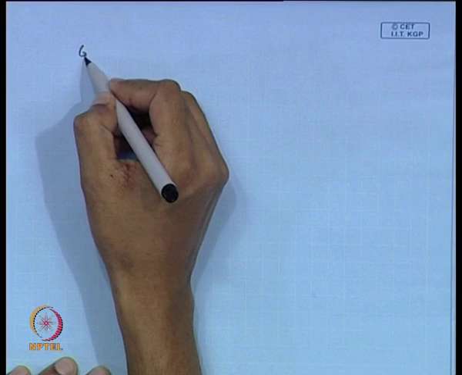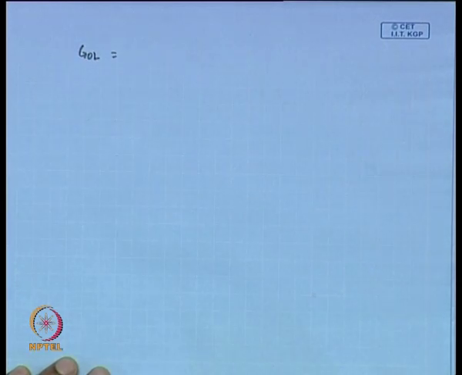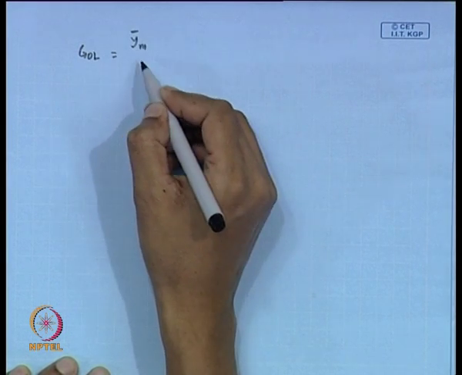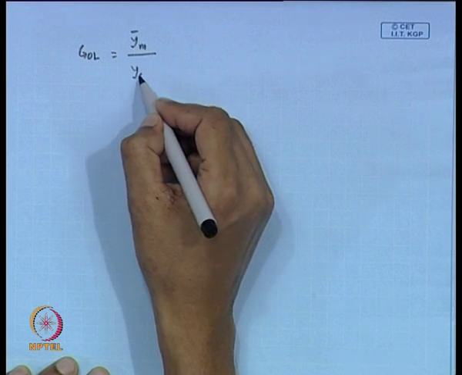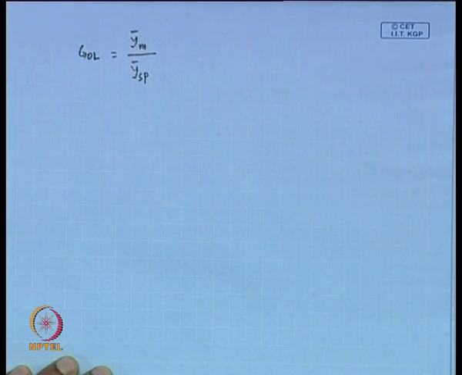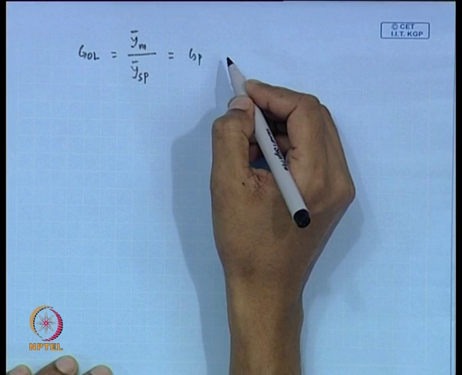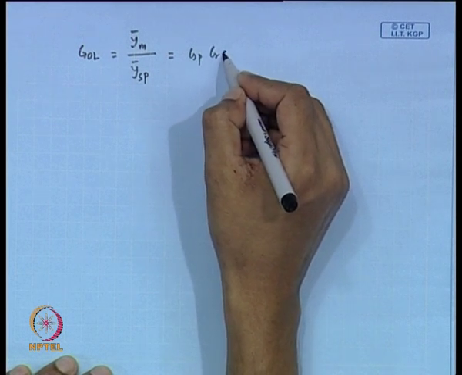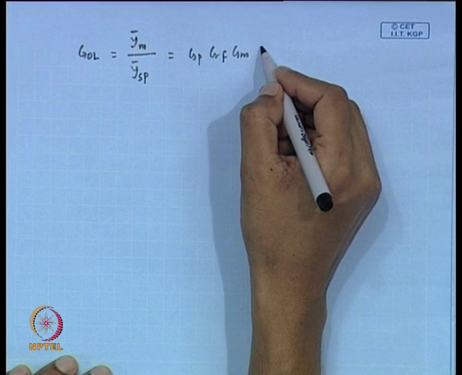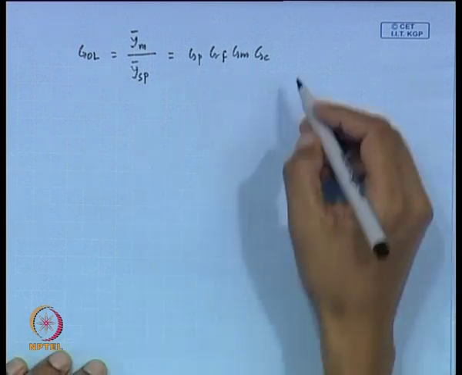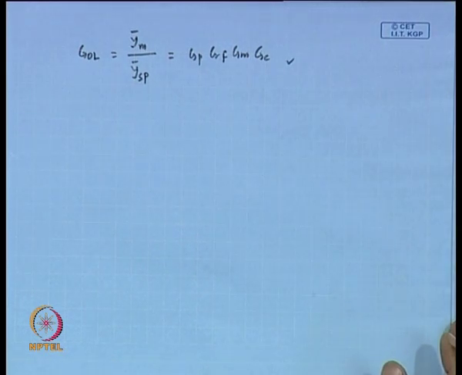Now, the open loop response we can write as ZOL, which is equal to y m bar divided by y set point bar, and this is written as Gp, Gf, Gm, Gc, multiplication of 4 individual transfer functions. This is the generalized form of open loop transfer function.